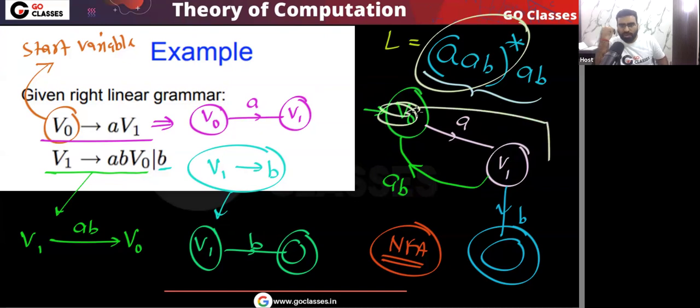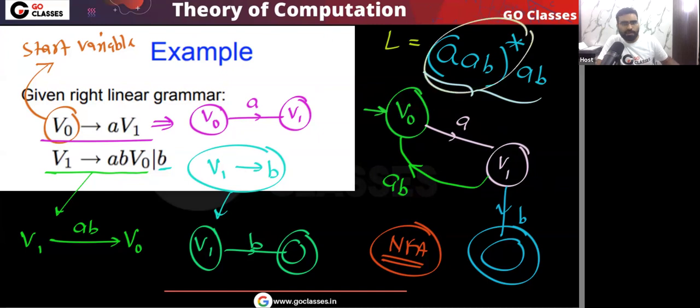Now from V0, you need AB to go to final state. So remember, after this AB whole star, you need AB to go to final state. So this will be your language. Okay, so like this you can easily do. I hope you understood. Now let's move on.